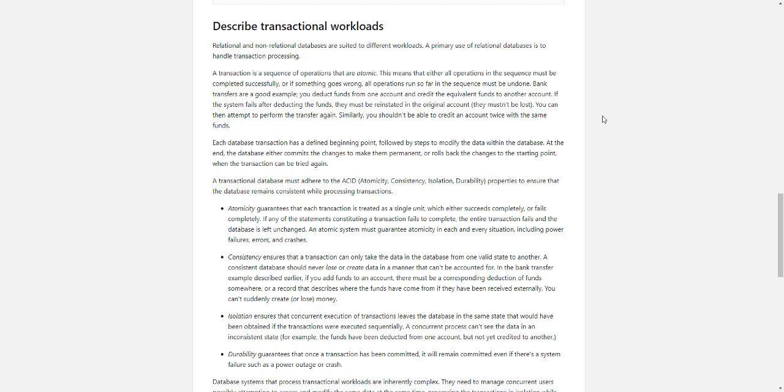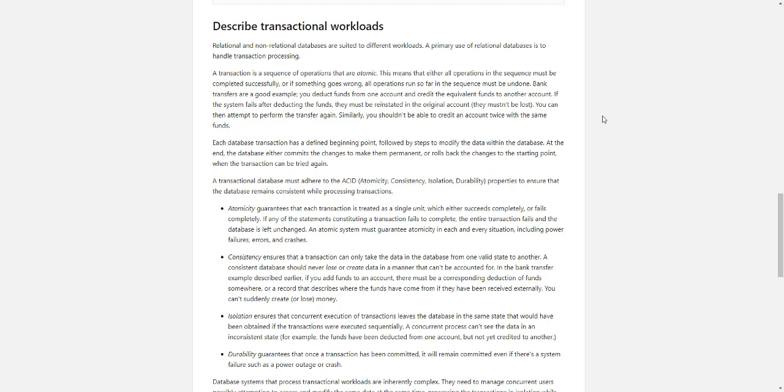In the bank transfer example described earlier, if you add funds to an account, there must be a corresponding deduction of funds somewhere, or a record that describes where the funds have come from if they have been received externally. You can't suddenly create or lose money. Isolation ensures that concurrent execution of transactions leaves the database in the same state that would have been obtained if the transactions were executed sequentially. A concurrent process can't see the data in an inconsistent state. For example, the funds have been deducted from one account but not yet credited to another.